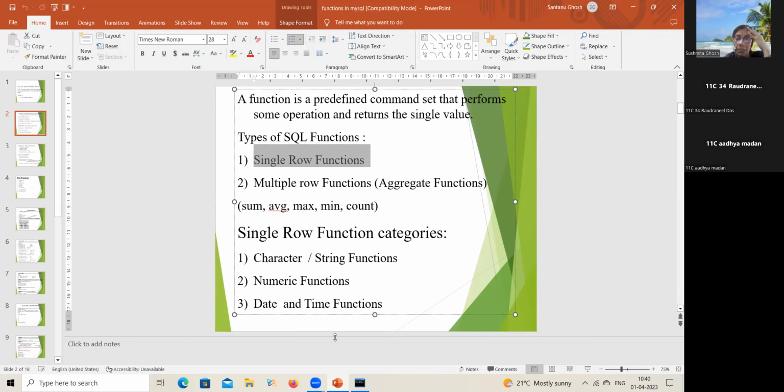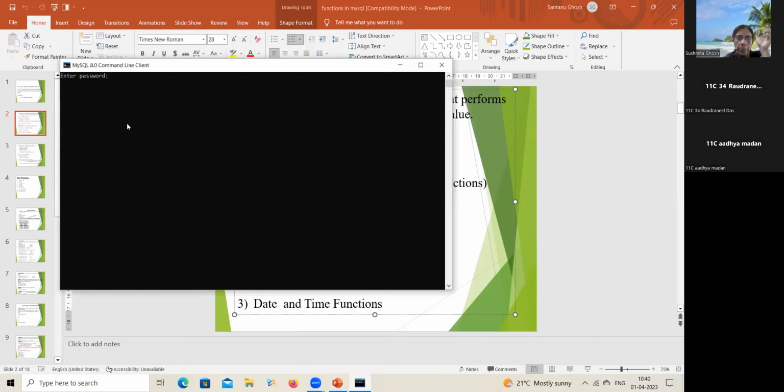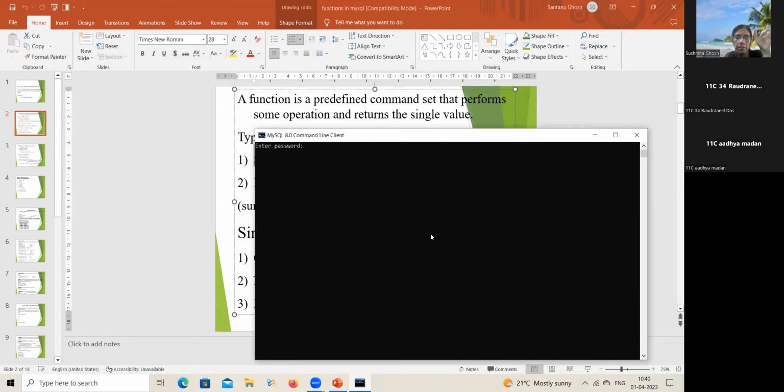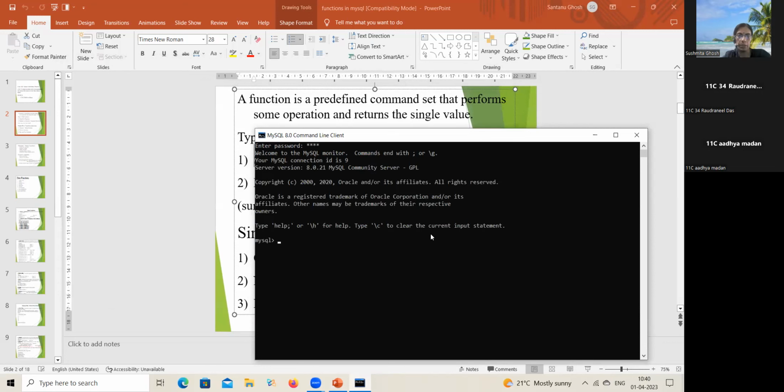By single row, I mean that when I apply this function to a column, I get output for every individual value in that column. So for example, if I keep my SQL screen open and I open an existing database, which I presume I have, and a table in that. Let me see the table names.